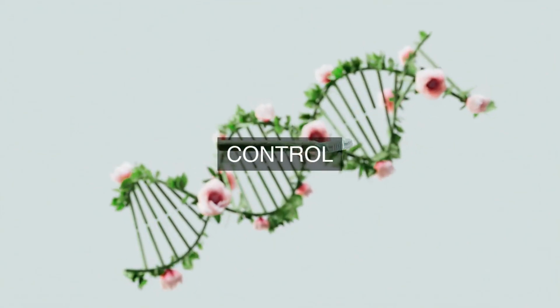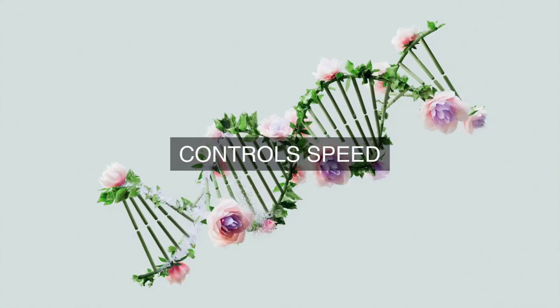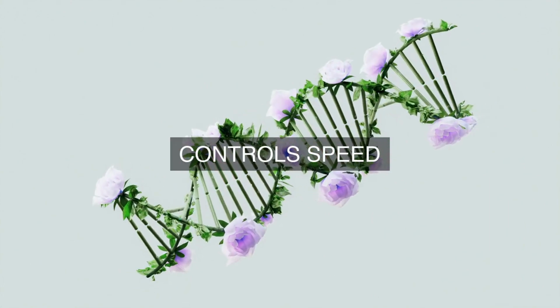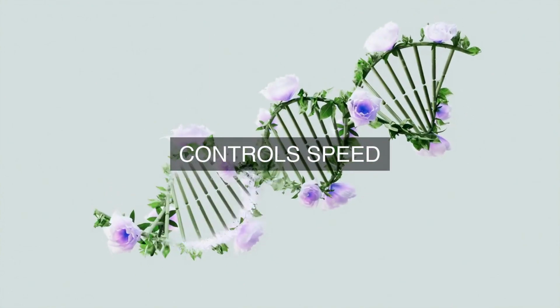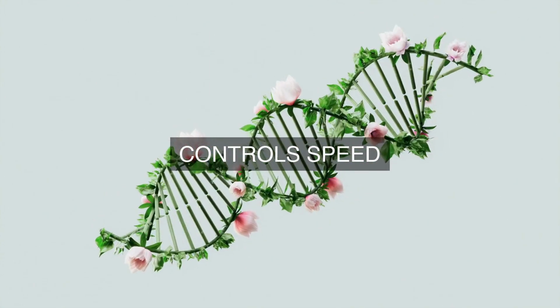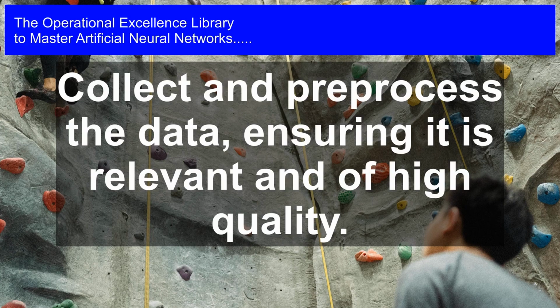3. Connections, synapses. Connections, also known as synapses, are the links between neurons that enable the flow of information from one neuron to another. Each connection has an associated weight that determines the strength of the signal transmitted between neurons.